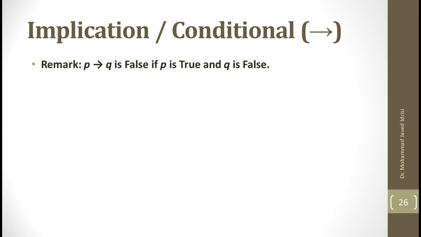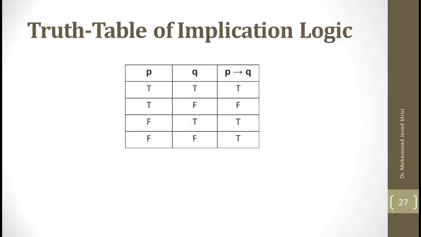So we can say that P implies Q is false if P is true and Q is false. Otherwise, this is true. In the truth table, we can see here this P implies Q is false only if P is true and Q is false. Otherwise, this is true.